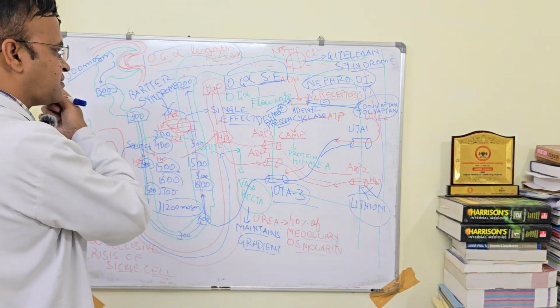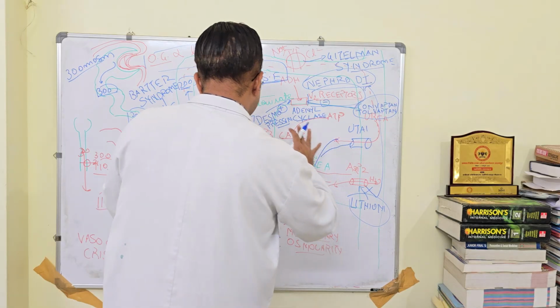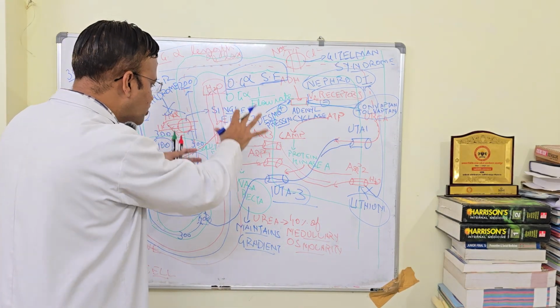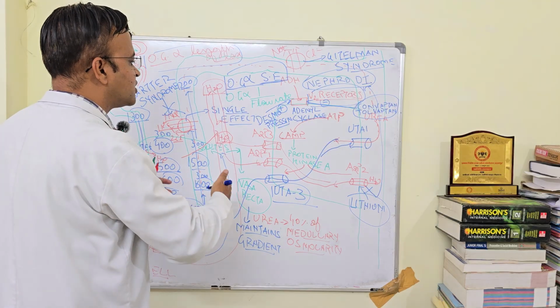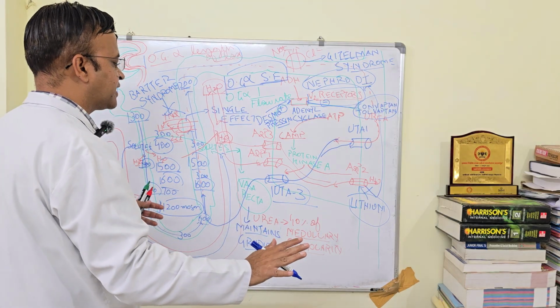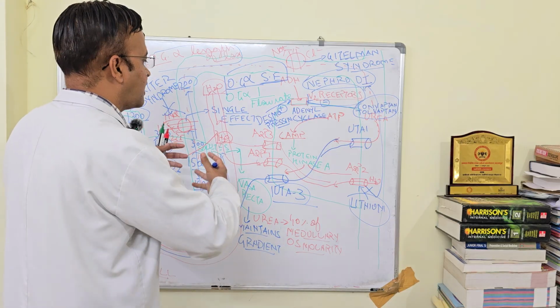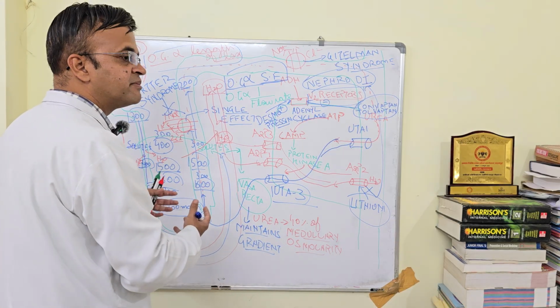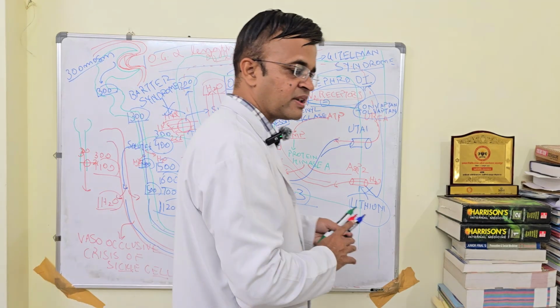And in case of urea transporter defects, the osmolality of the medullary interstitium will fall, and the subject won't be able to concentrate urine. It will lead to excess urine output, which will ultimately lead to hypotension.